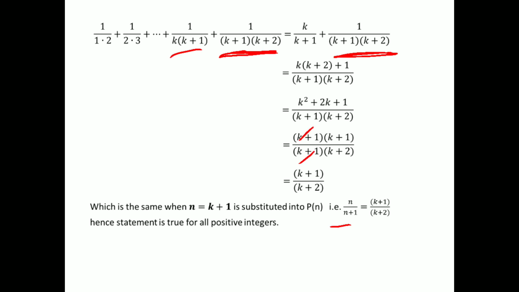If I replace n with k plus 1, I will get this, which is exactly the same value we got here from the hypothesis. With this, we can say that the statement is true for all positive integers. Okay, so that is that. We are going to see one more example here.